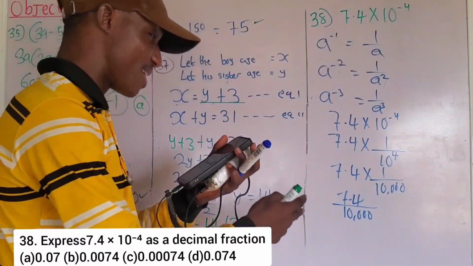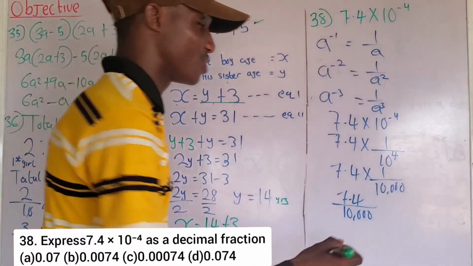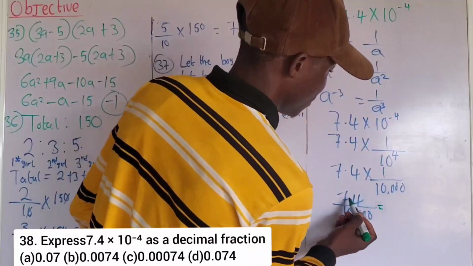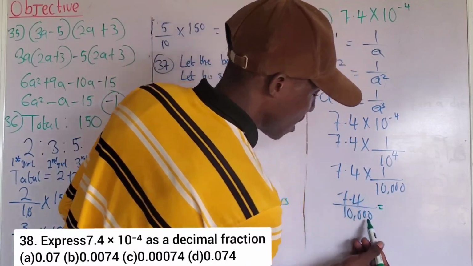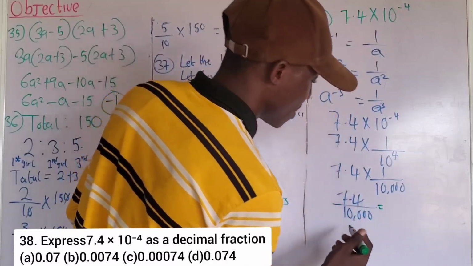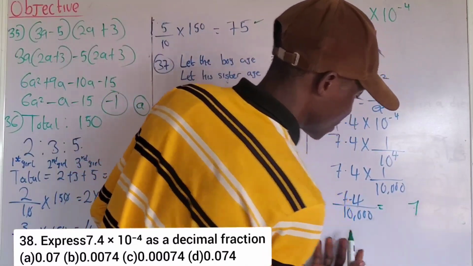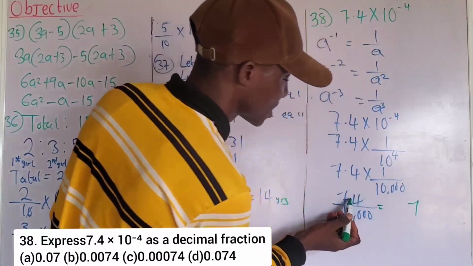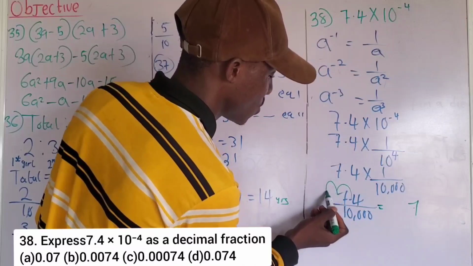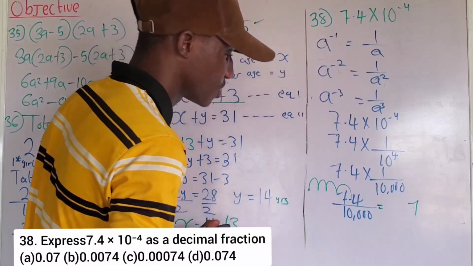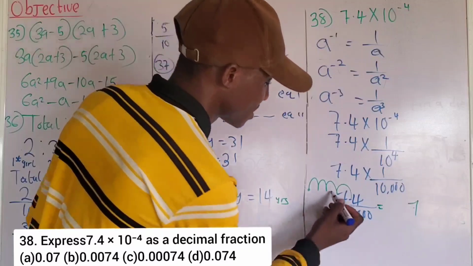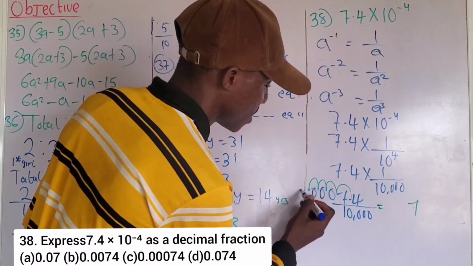This can be written as... now because we have negative 4, how many zeros does 10,000 have? It has 4 zeros. So just move the decimal point 1, 2, 3, 4. I'm going to put the decimal point here, and replace these with 0, 0, 0, and 0.